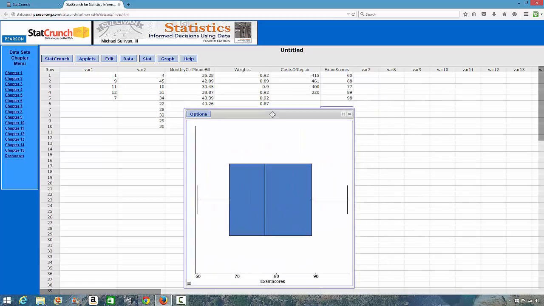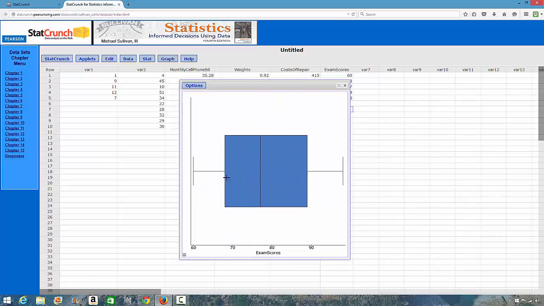And here, if you just point your mouse at it, it tells you right away: lower limit 60, lower quartile 68, median 77, upper quartile 89, upper limit 98. So you now look and you select the correct option.